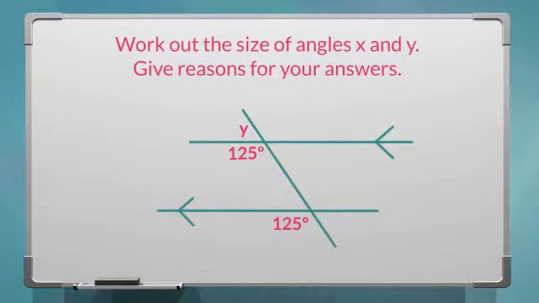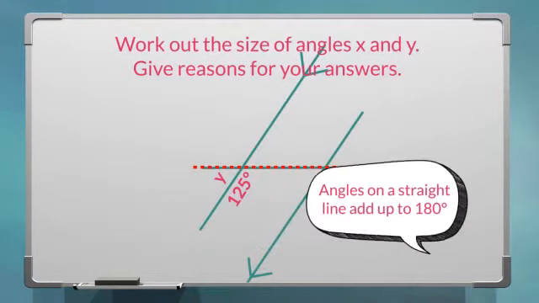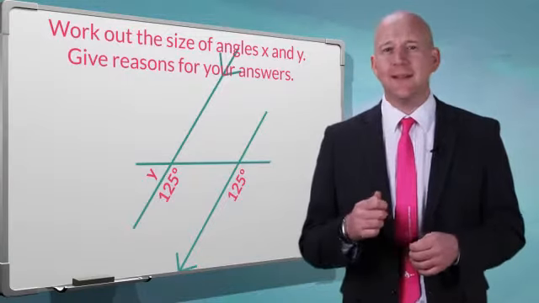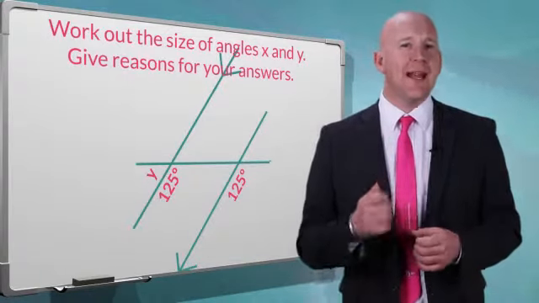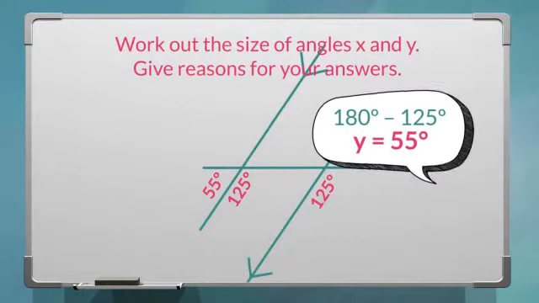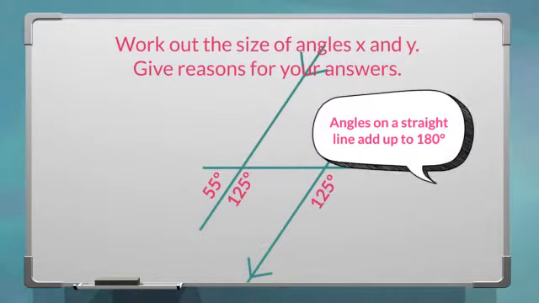Now for the Y. Well, if we turn the page slightly, we can see that Y shares a straight line with X. Remember, angles on a straight line add up to 180 degrees. Okay now, the two angles combine to make 180 degrees. So we need to show a bit of working out to get the answer. 180 degrees minus 125 degrees gives us 55 degrees. And for our reason, make sure you use all the key words. Angles on a straight line add up to 180 degrees.